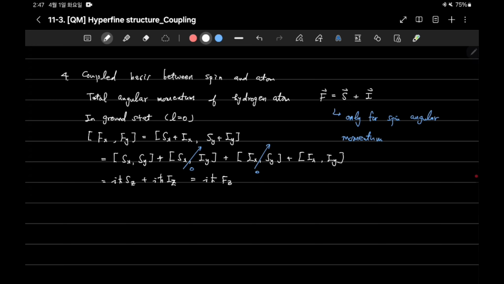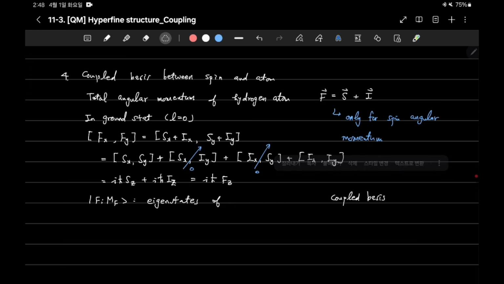So this total angular momentum is well defined by the conventional angular momentum commutation relation. Let F and MF be the eigenstates of the coupled basis, the eigenstates of F square and Fz in the coupled basis.